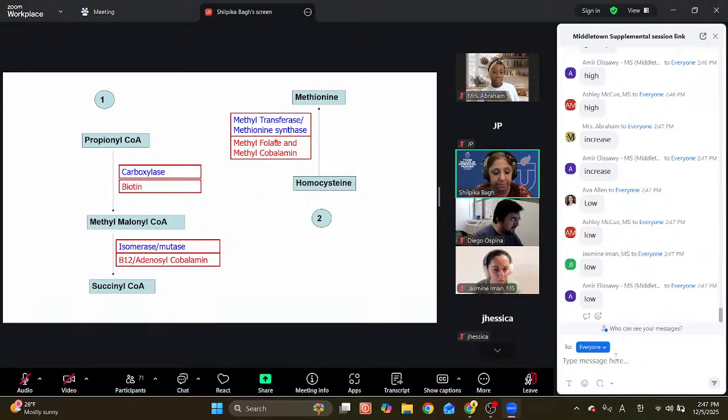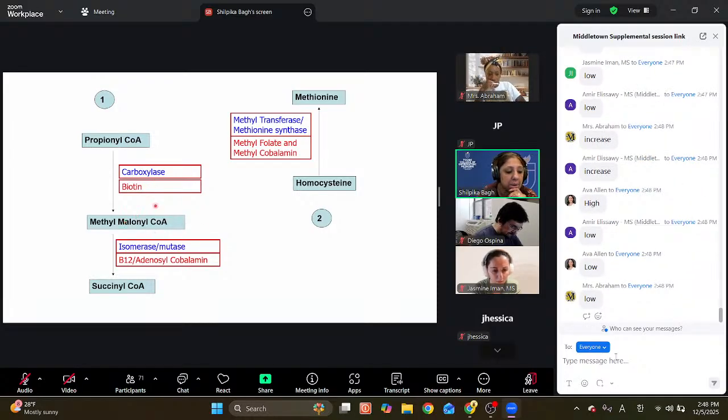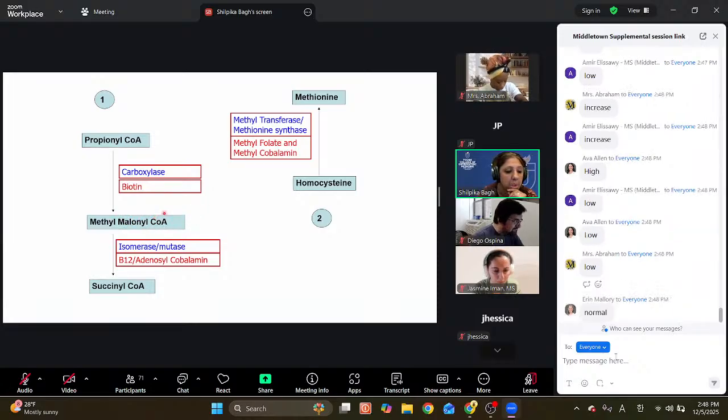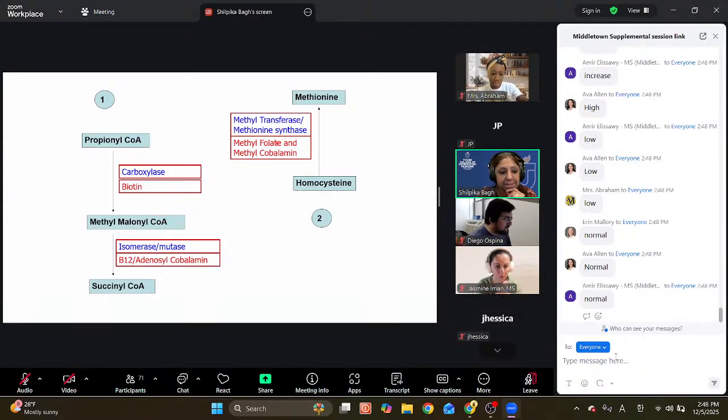Now tell me, if folic acid is deficient, what happens to homocysteine? High. Methionine, low. But tell me, in folic acid deficiency, what happens to MMA? Normal or low? Normal. Do you understand that? In folic acid deficiency, MMA levels are not changing. So this is how you distinguish them. That's why, because this pathway will not help you.